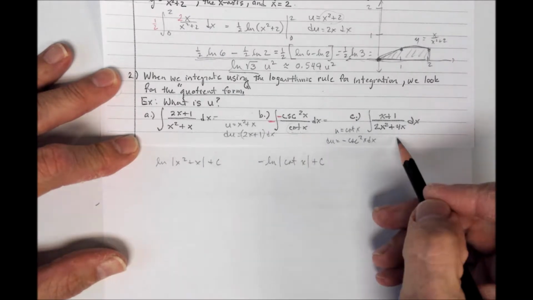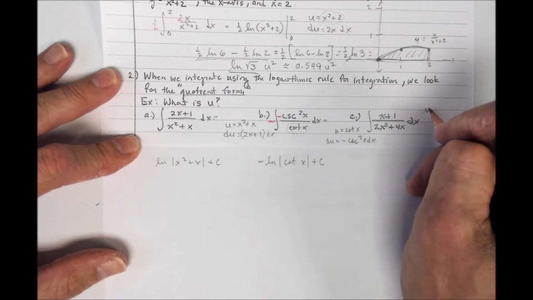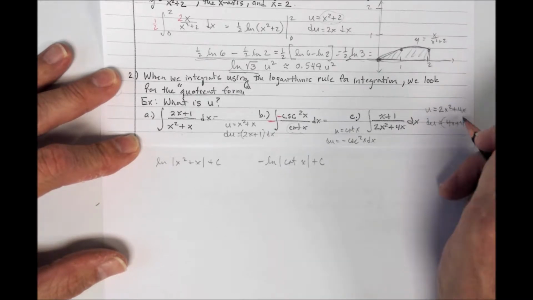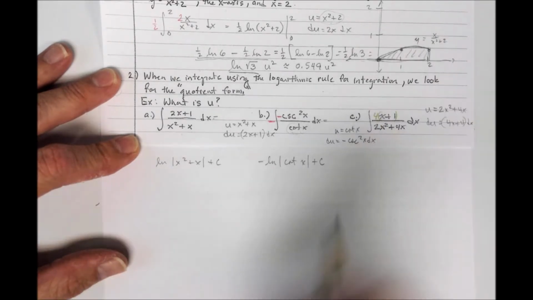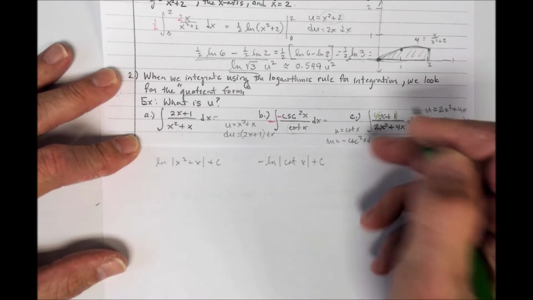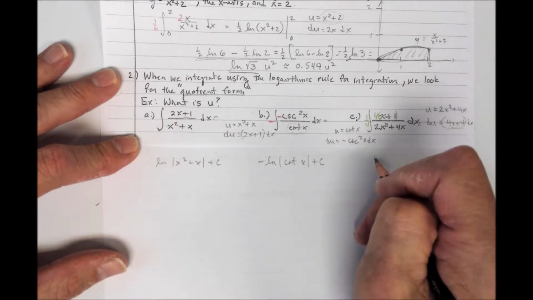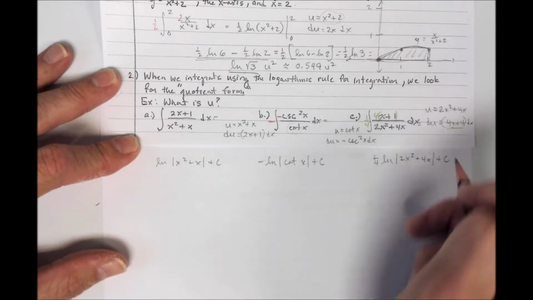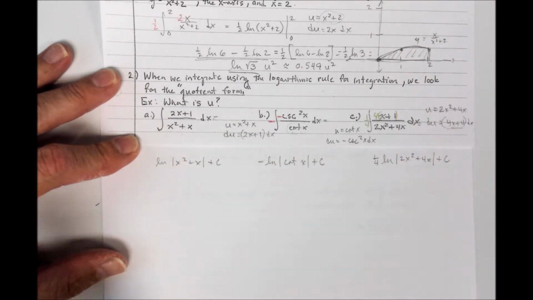Now this guy here, he's a little bit more of a challenge. Not so bad, but a little bit more of a challenge. I'm going to let my u be the denominator, 2x squared plus 4x. My du then would be 4x plus 4, all that dx. So you can see here, I've got to adjust my constant by multiplying by 4 to get this dx, and then a 1/4 on the outside. So this is going to be 1/4 the natural log of the absolute value of 2x squared plus 4x, all that plus c. So when you see that quotient form, be thinking about using the natural or the logarithmic rule for integration.